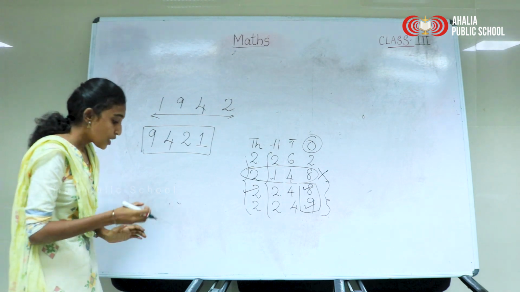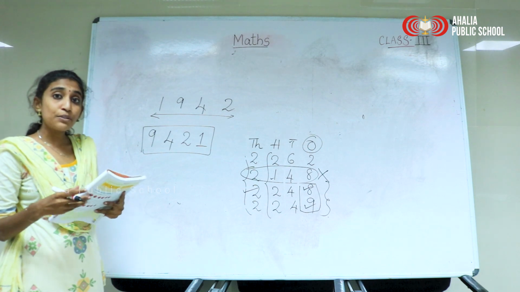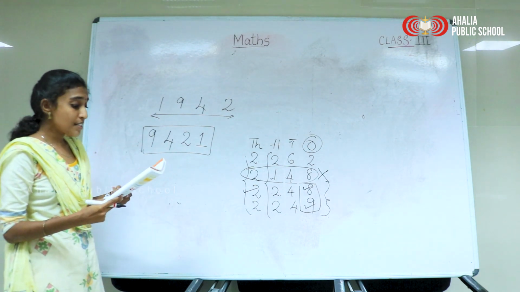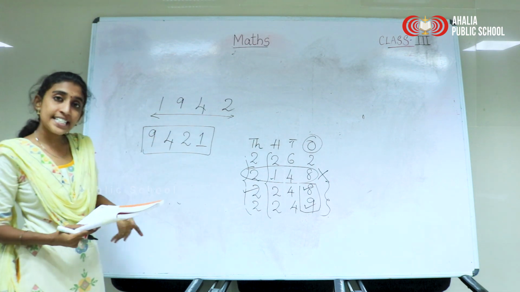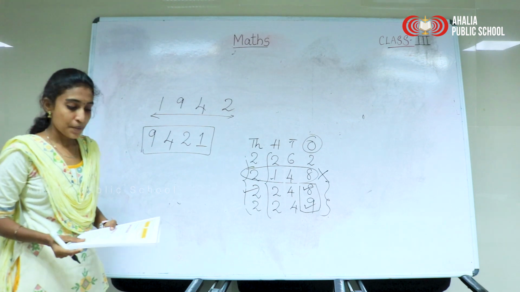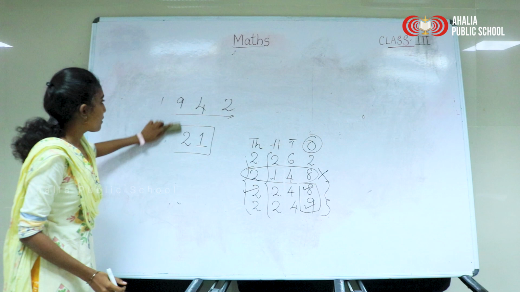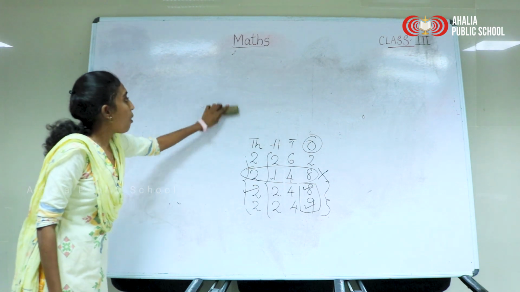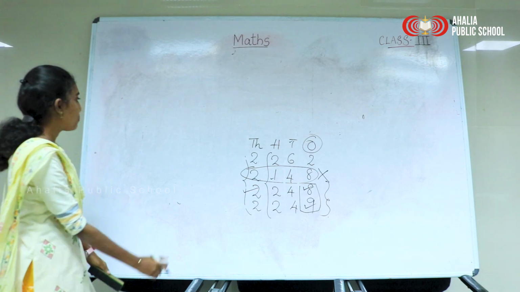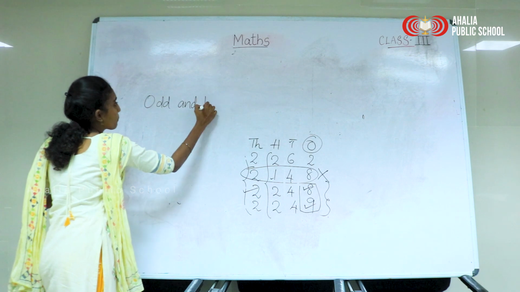So in your textbooks, you have a few more examples. In the interactive sessions, we will be looking at a few more examples. Okay? So this is about forming greatest and smallest numbers from the given set of numbers. Now, for today's last topic, it is odd and even numbers. You children are very familiar with odd and even numbers, right?